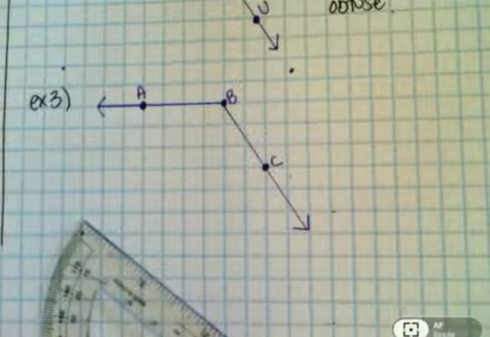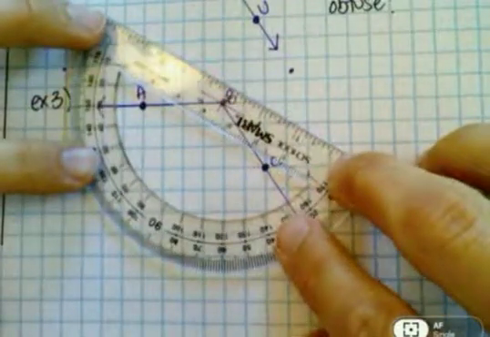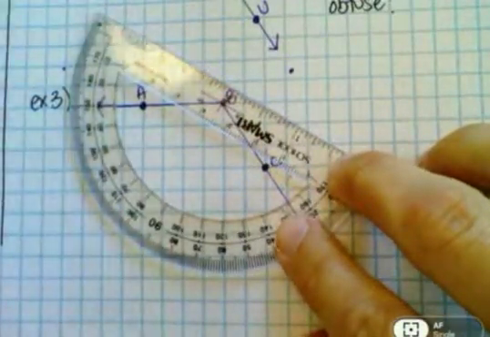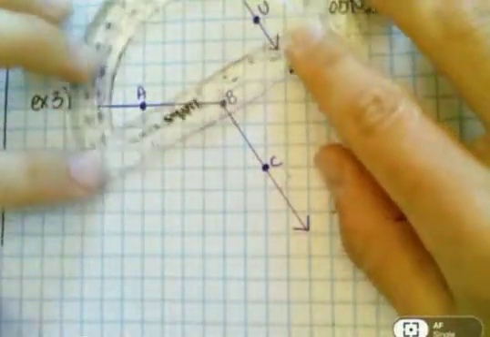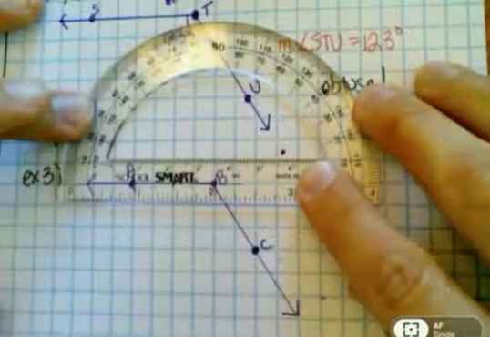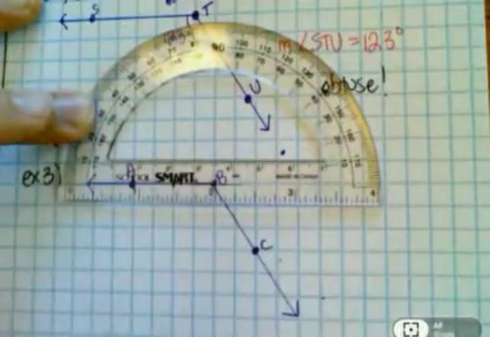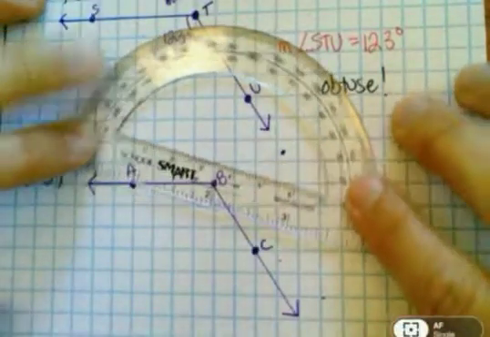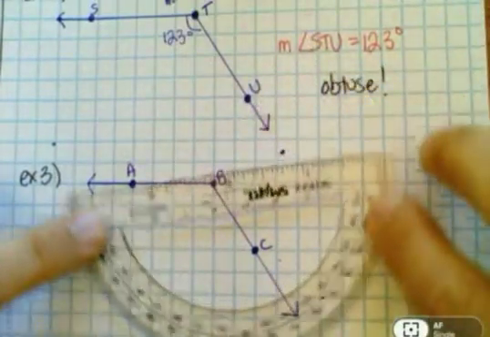So the process is kind of the same as drawing one. You line the center up with the vertex, and then you rotate until one of your rays, and it doesn't matter which one, is lined up. Now the challenge that some people have is they'll try to line it up this way, but the problem is now my angle is not in the protractor, right? My angle's over here, my protractor's over here. So you have to keep turning it until you have something that's going to work.